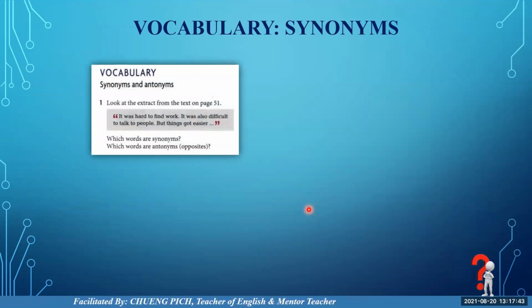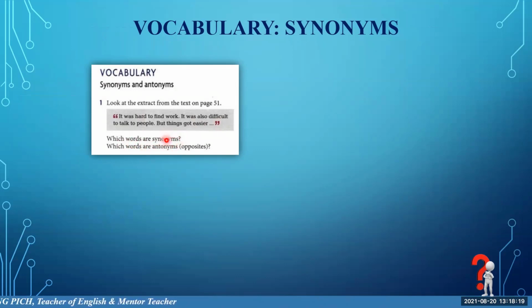So let's look at the phrases here. The phrases here come from page 51, the previous page we already studied. It says it was hard to find work. It was also difficult to talk to people, but things get easier. So we have two questions here. Which words are synonyms? Which words are antonyms?